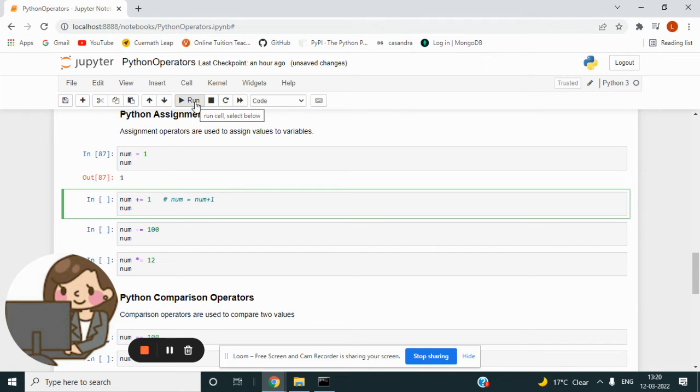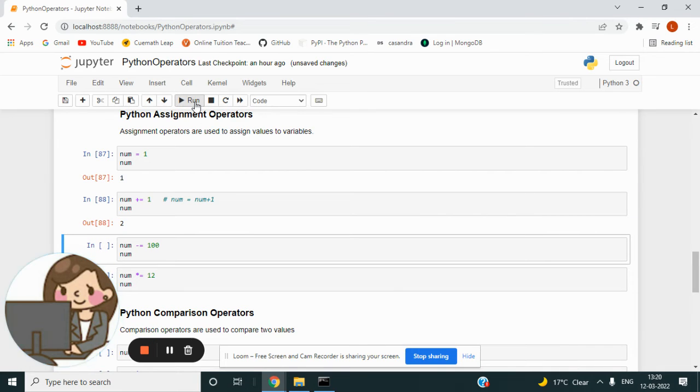And the value of num, once we perform this, is num equal to num plus 1. So num is already 1, 1 plus 1 is 2, and now num becomes 2. So that is what is done over here.